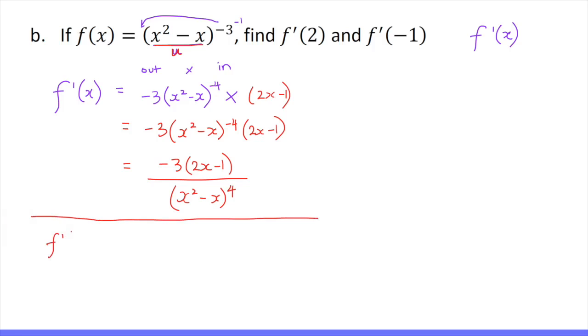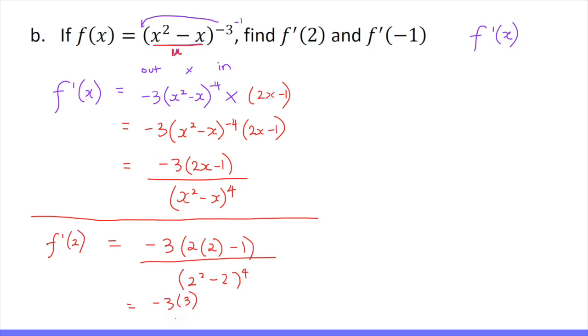So f dash of 2, we're going to substitute a 2 wherever I see an x. Two times 2 is 4, minus 1 is 3. 2 squared is 4, minus 2 is 2. And 3 times 3 is 9, there's a negative, and 2 to the power of 4 is 16. So I'm going to get -9 on 16.